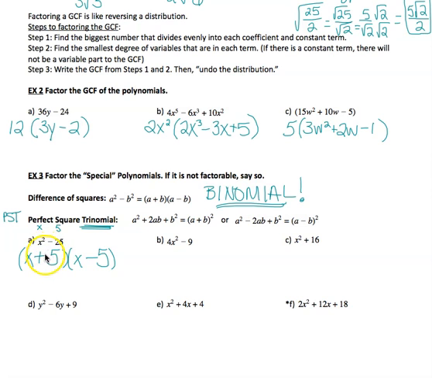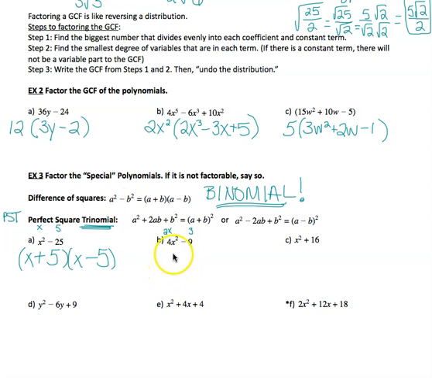All right, so now we're going to look at B. What I want you to do is look and say, okay, does this fit my pattern? Do both of my terms have a perfect square root? Square root of 4, yep, that's 2. Square root of x squared, that's x. Square root of 9, yep, all perfect squares. Is it a minus in between? Yes, it's a minus in between.